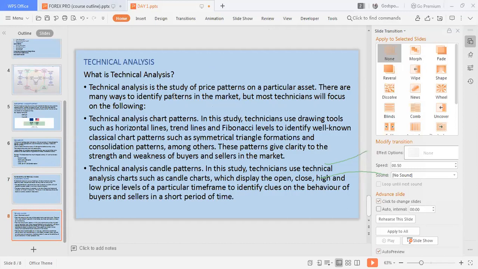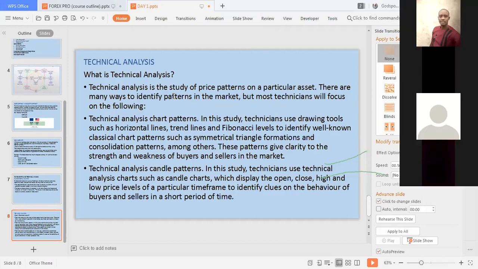I love this part I just read. Identify well-known consolidating patterns among others. That was exactly what I did today. If you are here, attest to me. If you are here, you can see I'm lying.